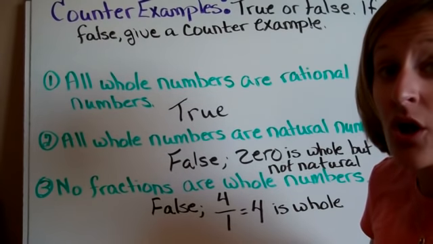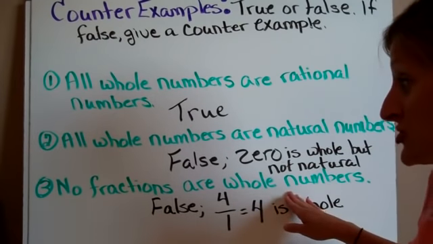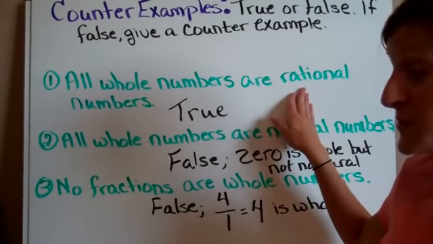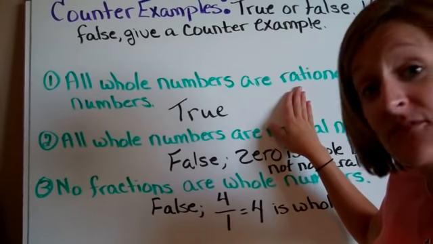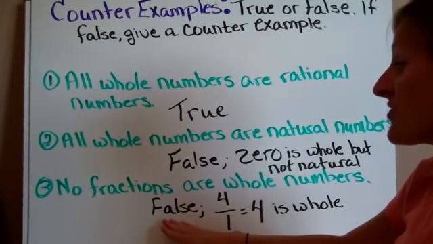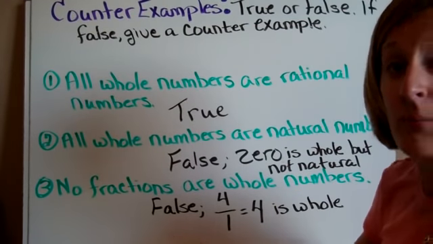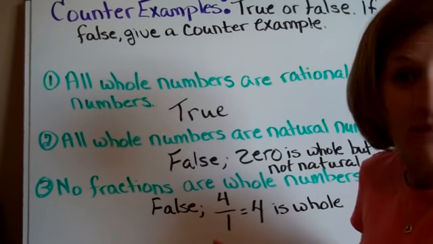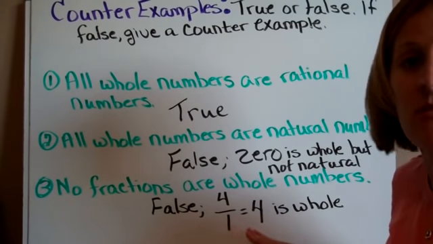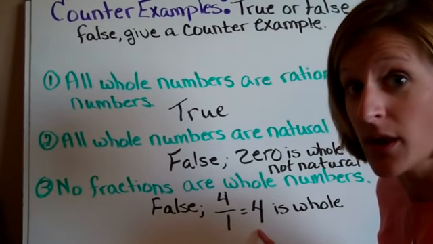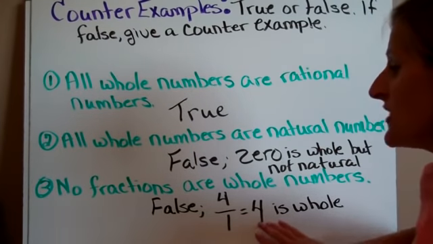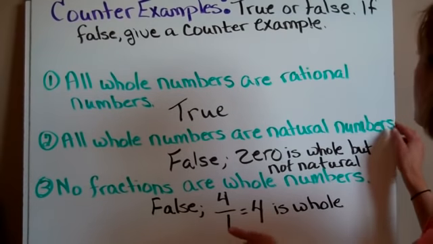Well, we do know all whole numbers are going to be rational as we set up here. So rational numbers have to be fractions. Therefore, this is going to be false because a whole number is 4. That's the same thing as 4 over 1. Well, 4 over 1 is a fraction, equaling 4, which is a whole number, but it is a fraction. So this one is false.